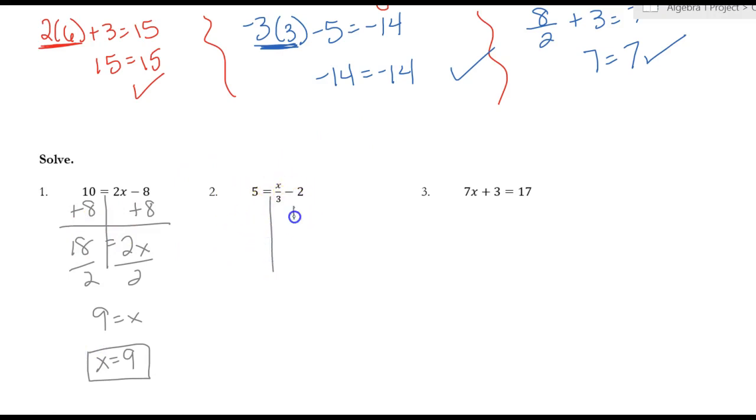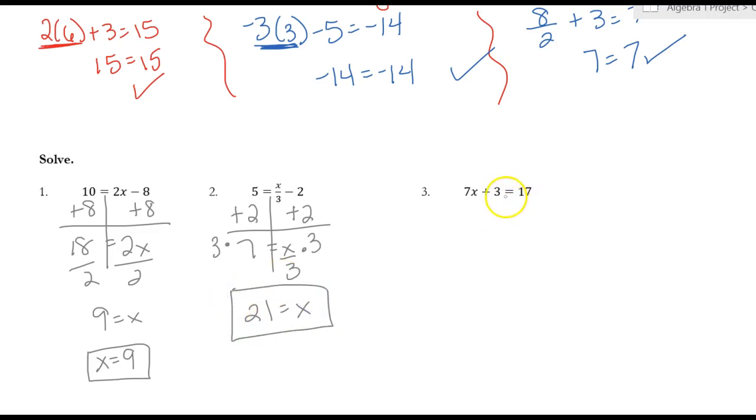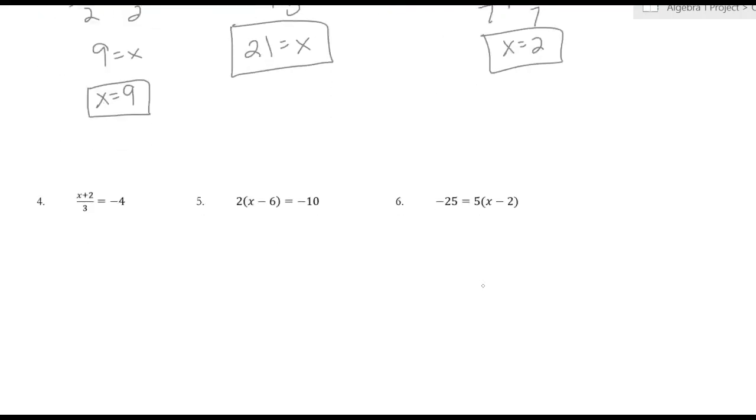For number 5, I should have got rid of a minus 2 first by adding 2. And to get rid of a divide by 3, I multiply by 3. And so 21 is x. There we go. And over here, same thing, minus 3 on both sides. 7x is 14. To get rid of a times 7, you divide by 7. And x is 2. So it's that same process all the time. Look to see what's farthest away from x. Okay, so we got 3 more.